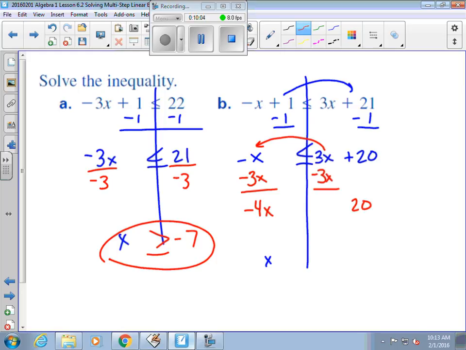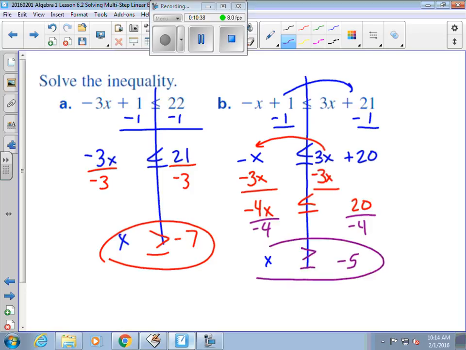Again, we did not multiply or divide by a negative number. Only when you multiply or divide by a negative number do you reverse the symbol. So the symbol stays just like this, doesn't change. Now we want to get x by itself. It says negative 4 times x. We divide by negative 4. When you do it to the left, you have to do to the right. Positive 20 divided by negative 4 is negative 5. In this instance, we did divide both sides by a negative number. So the symbol has to reverse from less than or equal to greater than or equal. X is greater than or equal to negative 5.